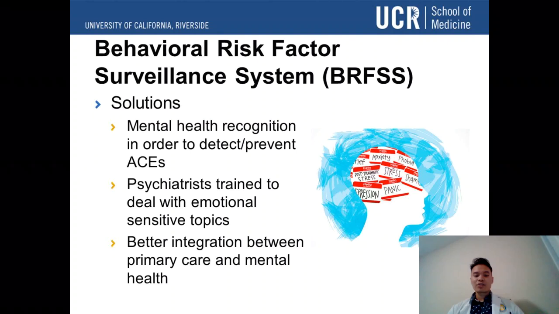And then obviously better integration between primary care and mental health. Obviously when you're dealing with an ACE, primary care and mental health should be addressed potentially at the same visit, so that way you don't miss anything, because it's so key and so linked together, mental health and just your primary health. We already have talked about how mental health can lead to stressors that affect biological health, so it's important that we better integrate the two categories.